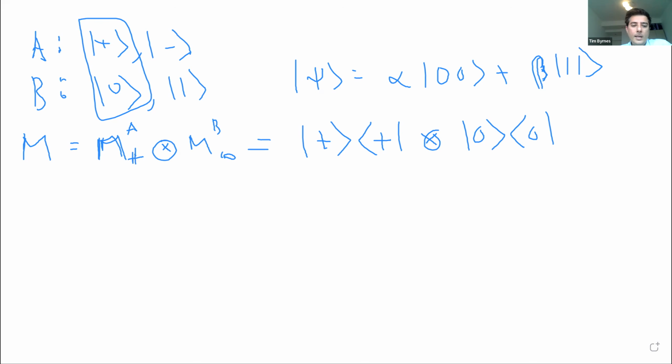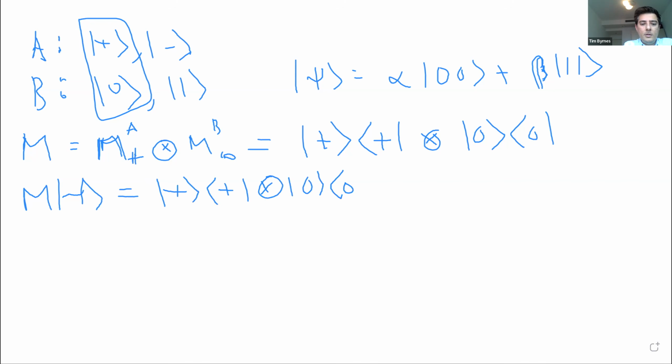All right, the first step in working out the probability of this particular measurement outcome is that we apply M to this state psi. So we've got M applied to psi, which is |0⟩⟨0| times psi. Then we can go back to the tensor product notation for this one.